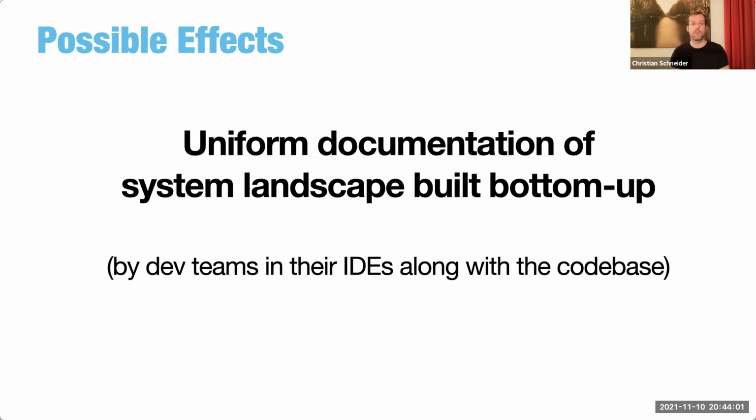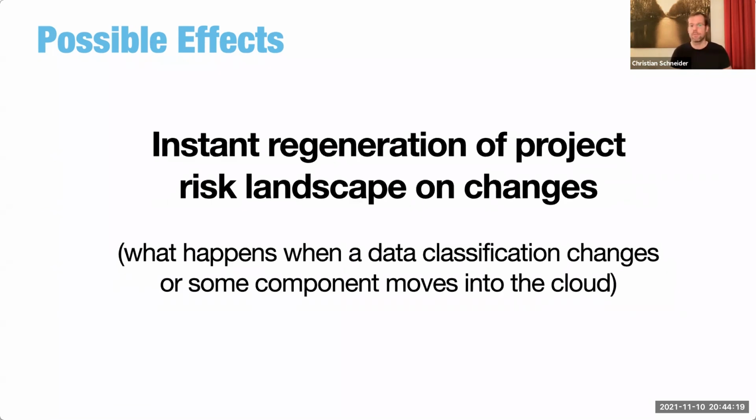Also, you get some kind of uniform documentation of your system landscape, how it actually is, how the truth actually is. So that's created by the development teams in the IDE, and that's where the truth lies. So you see, well, that's how the data is flowing. That's how my landscape looks. And you can instantly regenerate that. So if something changes, like a data classification on a new sprint, you get some health related data also. So it's now more on the strictly confidential side, you get new risks according to that. Or when you lift a component into the cloud, like a service now running in the cloud instead of on-prem, then you might get a new risk out of that as well. Or some more positive effects might be coming from that as well, depending on how you do it.